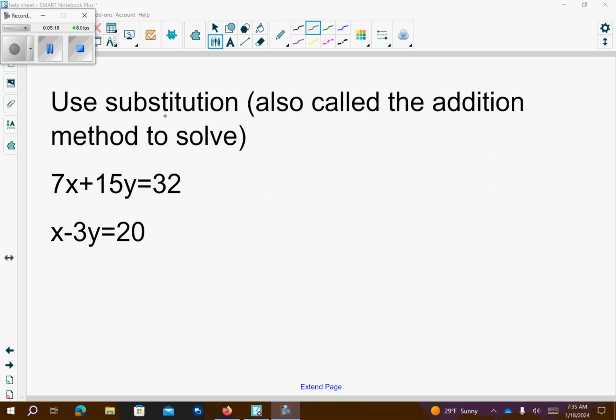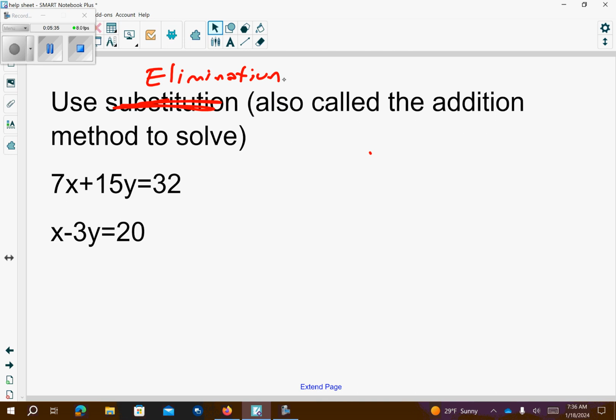This is going to be, we're not using substitution. This should be elimination. I'm sorry. Elimination. So the first thing we have to look at is, are the x and y on the same side of the equal sign? The answer is yes here. Both x and y are on the left side of the equal sign for both of our equations.